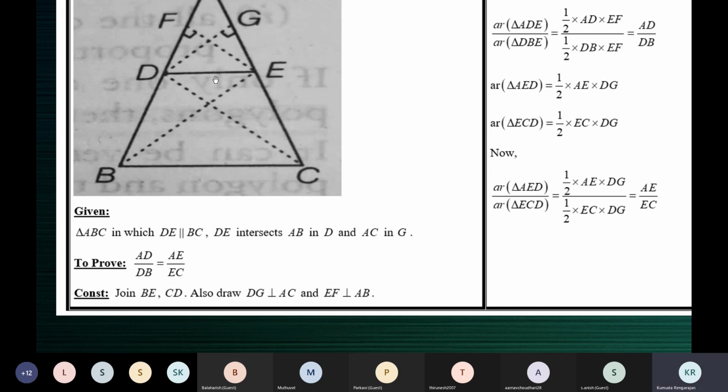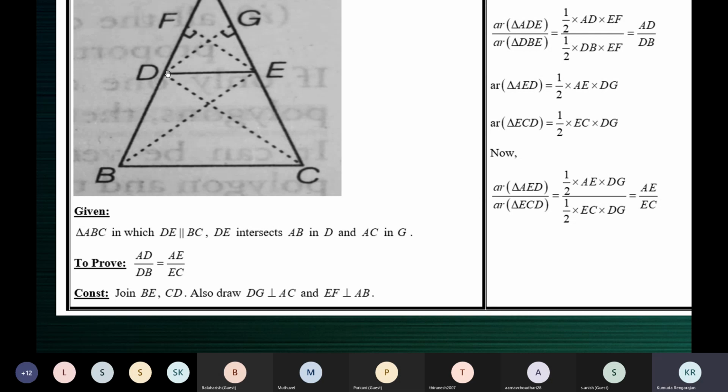Now, how do we find the altitudes for the two triangles? You know that these two triangles stand between the same parallels. We know that DE is parallel to BC. That's given to us. So clearly these two triangles, DEB and DEC, lie between the two parallels. That means they'll have the same altitudes. Both the triangles will have the same altitudes.